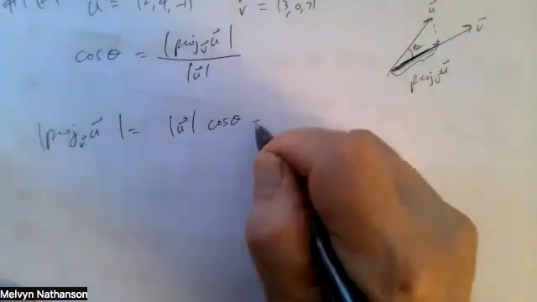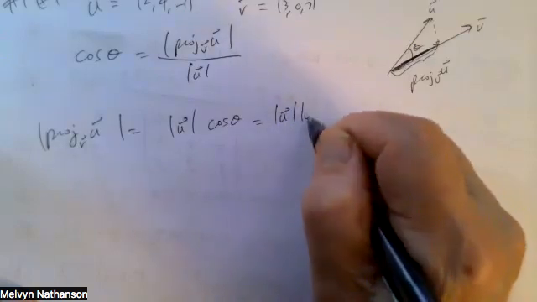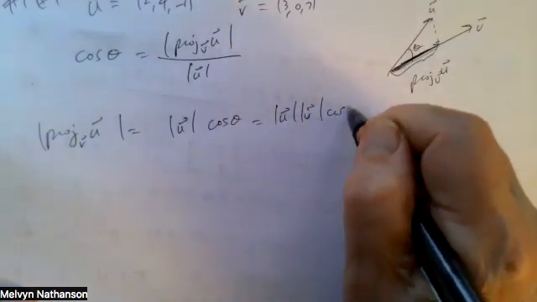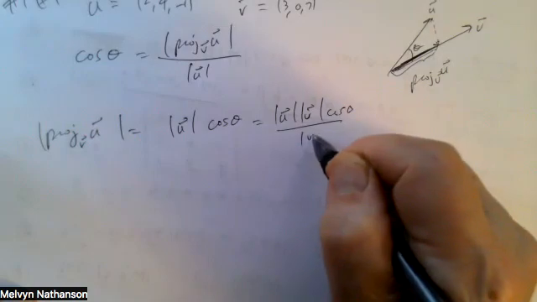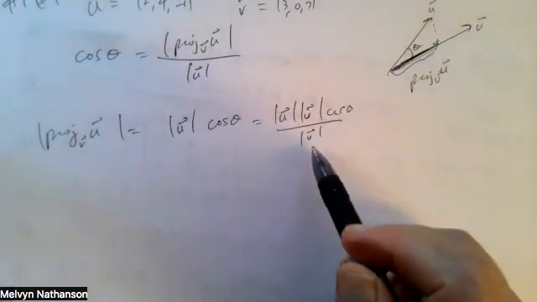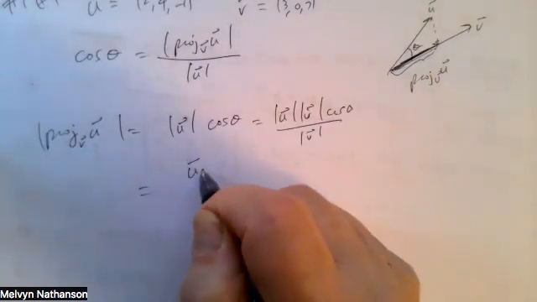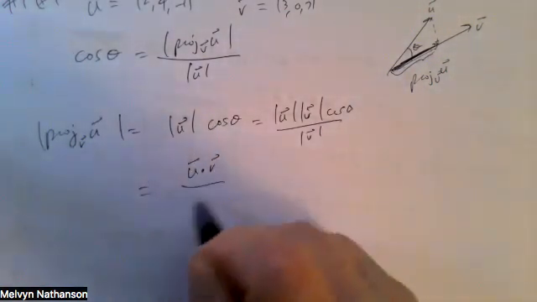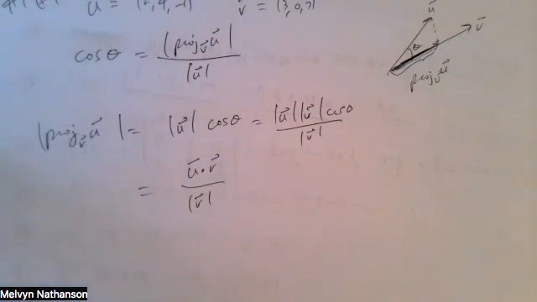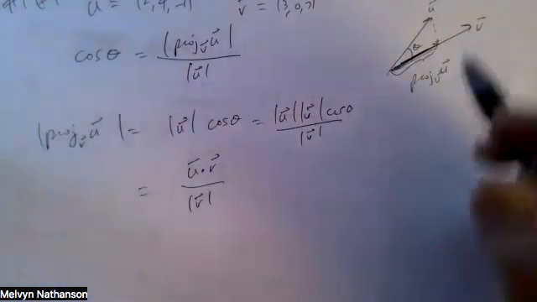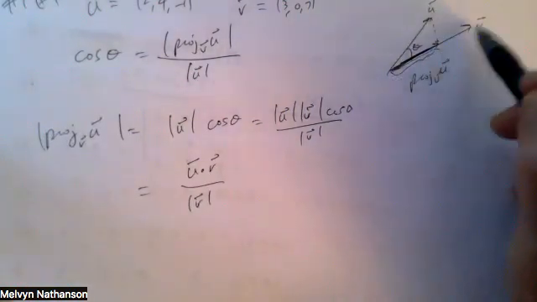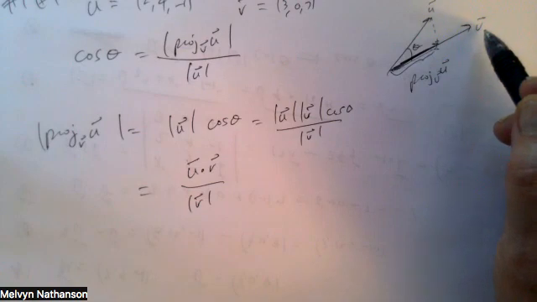That's almost the dot product. That's cosine u, cosine v, cosine theta over the length of v. I just multiplied and divided by the same thing. So this is the dot product of u and v divided by the length of v. And so we want a vector of this length going in the direction of v.